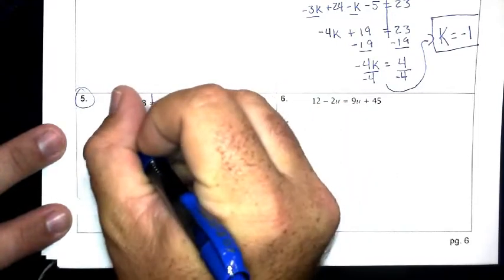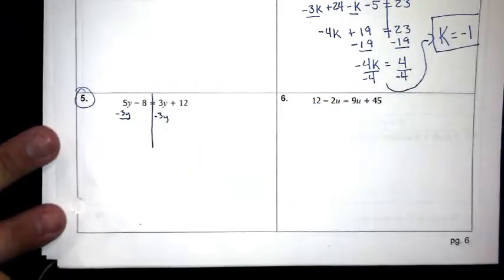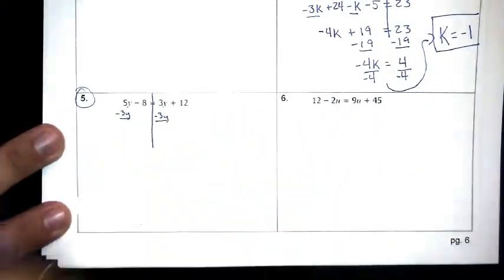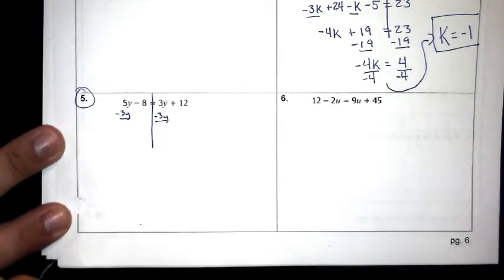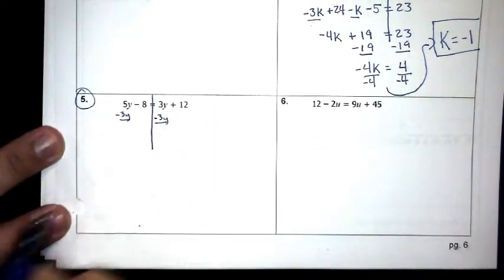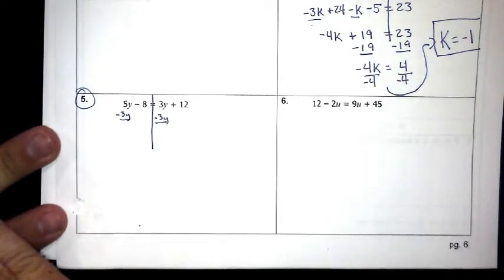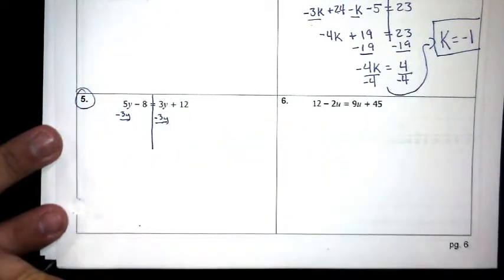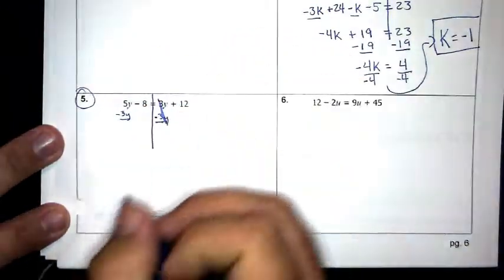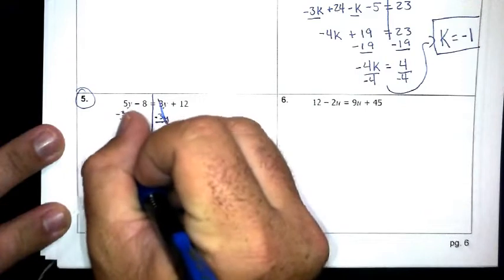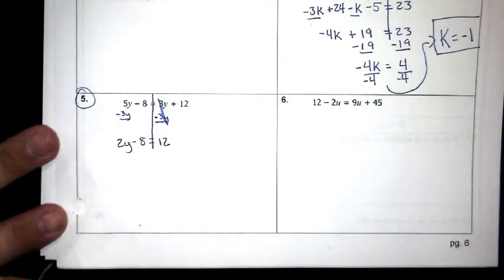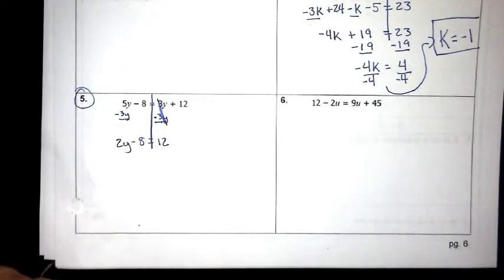Now, a good rule of thumb is to have all your variables on the left-hand side. So I have a positive 3y here, so I'll do a minus 3y to both sides. So 5 minus 3 is 2. So now I have my variables on one side, right? Would y'all agree with me on that?